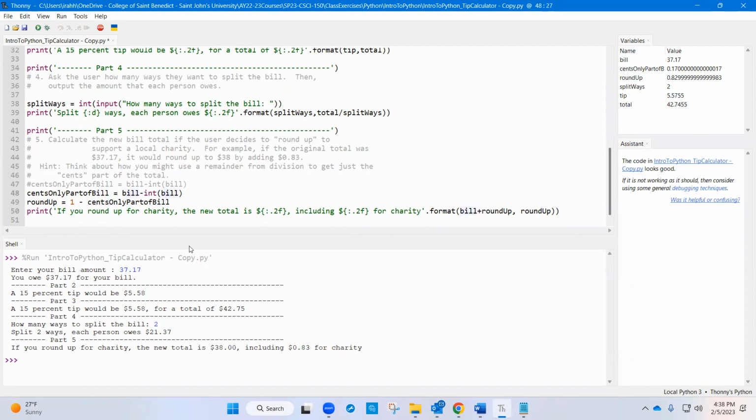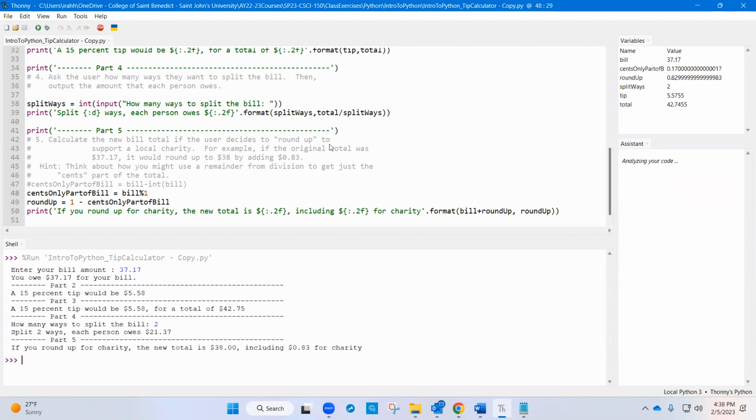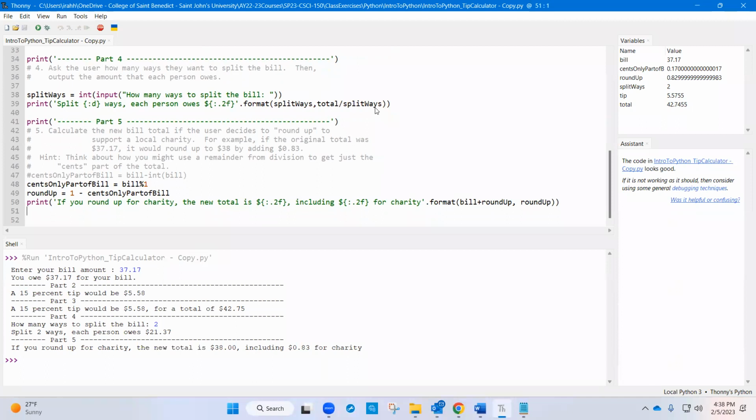I could do it like this, or if I take my original value for the bill and do division by 1, basically, if you divide any number by 1, you should get 0, except if that number contains decimal places, you get the decimal place value back. So 37.17, the remainder of division by 1 will be everything after the decimal place. That should give us exactly the same answer. Two ways. And if you round up for charity, the new total is 38, including 0.83 for charity.